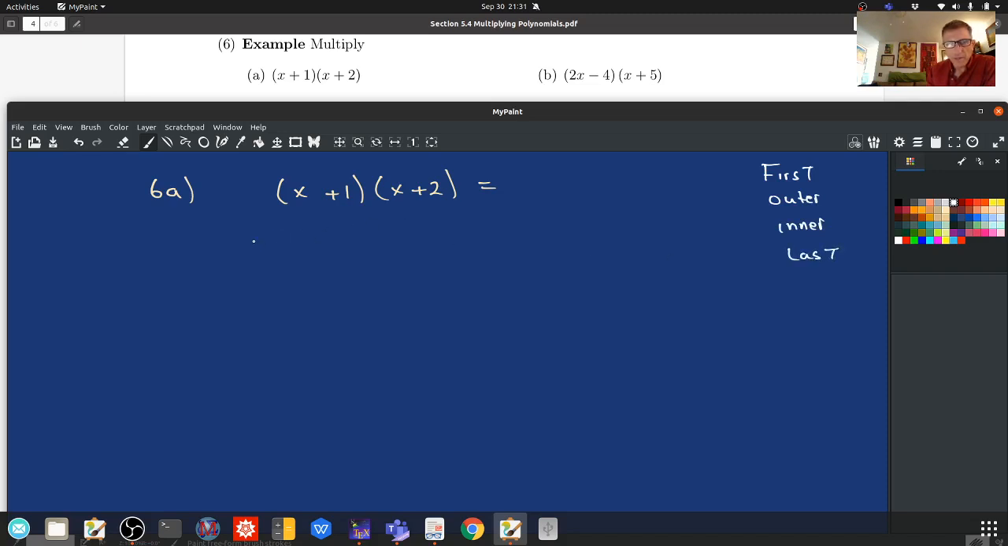So I'm going to go ahead and write the answer down here. Our first terms is x times x, so that's x squared. My outer terms is x times 2, which is 2x. My inner terms is 1 times x. And then my last terms are 1 times 2. So that gives me x squared plus 3x plus 2. And if you're doing this on an exam, even if you can do it in your head, I would expect to see step 2 and step 3.